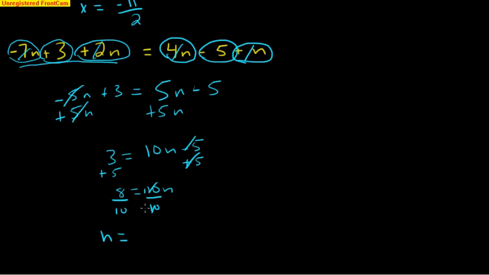10 over 10 is 1. 1 times n is n. N equals 8/10. We should reduce that. N equals 4/5.